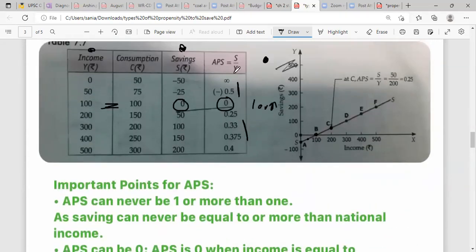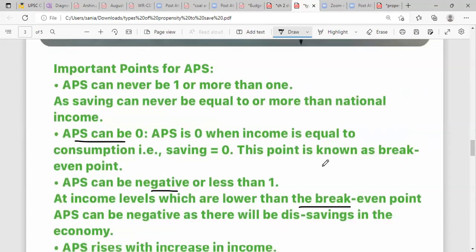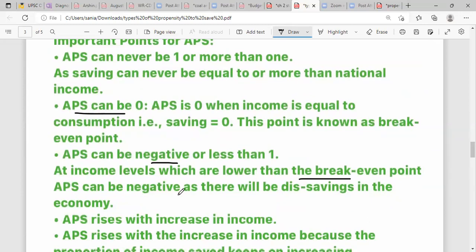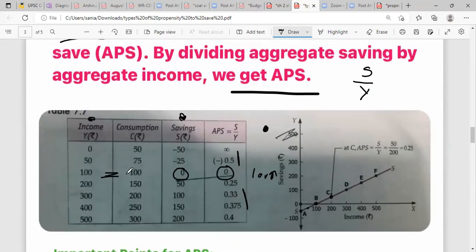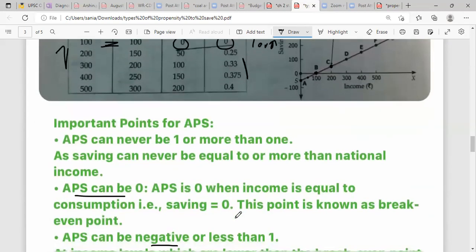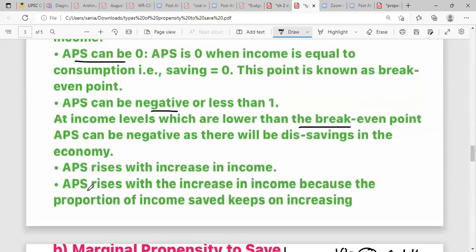Before the break-even point, your APS can be negative, and after that there will be dis-savings of the economy. Then APS rises with increase in income. You can see as your income is increasing, your APS is also increasing from 0 to 0.25, then 0.35, 0.37, then 0.4, right? And the last point, APS rises with increase in income because the proportion of income saved keeps on increasing.